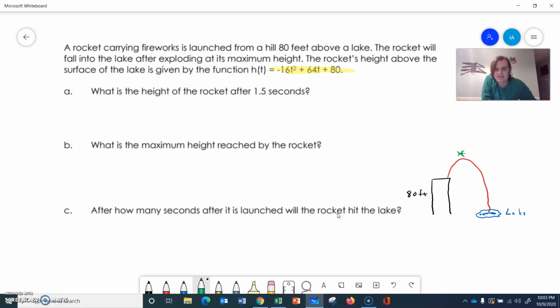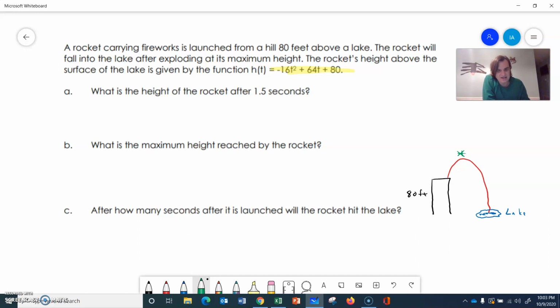Okay. So think about this on an XY plane. The 80 that they've got for the height of where this thing is starting is like the y-intercept. That's why it has a plus 80 at the end of the function. And if you plug 0 in for t, you would get 80 back. That's your y-intercept. So let's see what type of questions they're asking us based off of this function.